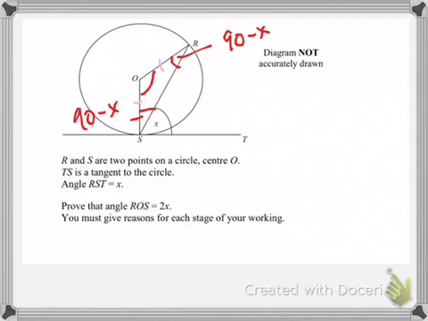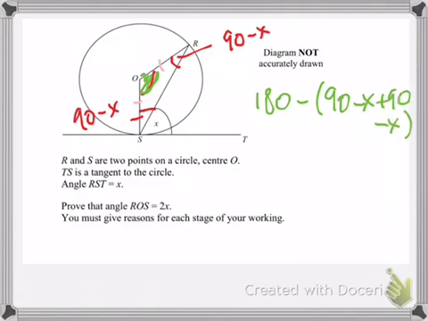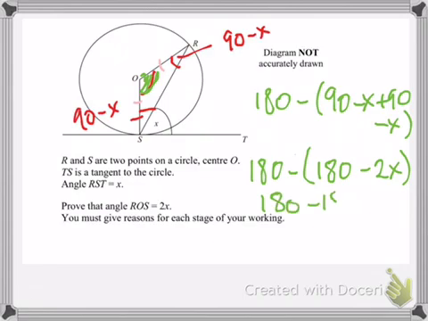Now angles in a triangle add to 180. So if we want to find the angle at O, ROS, it's 180 take away the other two angles. So it's 180 take away (90 minus x plus 90 minus x). So add the other two angles, take away from 180. So that's 180 take away, well 90 plus 90 is 180, and minus x minus x is minus 2x. And getting rid of the brackets, that's 180 take away 180, and minus minus gives you plus 2x. 180 take away 180 is gone, so ROS is 2x, as we were asked to prove.